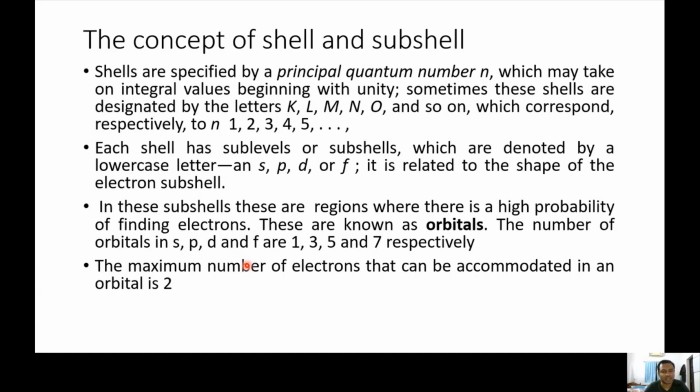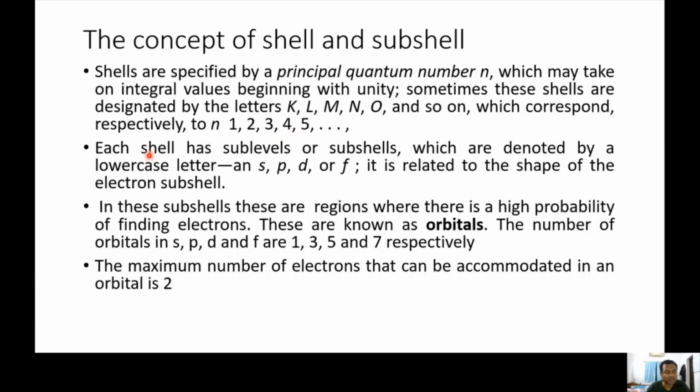First concept is shell and subshell. We know that around the nucleus, shells are there and electrons are seen inside the shells. The shells are specified by the principal quantum number small n, which may take integral values beginning with unity. These shells are designated by letters K, L, M, N, and so on, which correspond to the first shell, second shell, third shell, fourth shell, fifth shell, etc. So shells can be represented by the numbers 1, 2, 3, 4, 5, etc., or the capital letters K, L, M, N, O, etc.